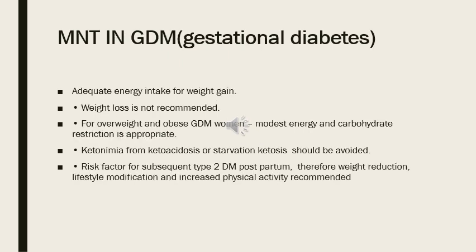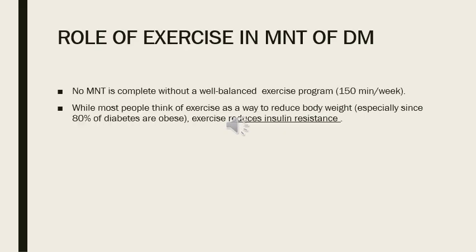Gestational diabetes is the development of diabetes during pregnancy, and after delivery, the blood sugar will return to normal. However, these women are at risk of developing type 2 diabetes postpartum. Therefore, they should have a lifestyle modification to decrease weight, practice exercise, and regulate their diets. We should not rely only on MNT to regulate blood sugar. Exercise is essential since it reduces insulin resistance.